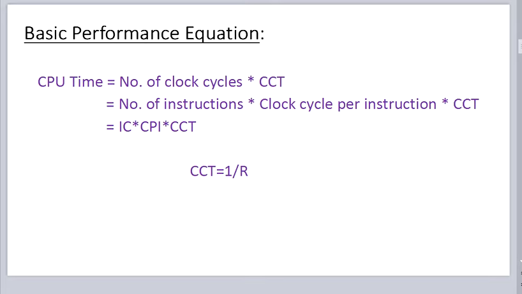Next we have the basic performance equation, in which we calculate CPU time. CPU time can be calculated as the total number of clock cycles required for a program multiplied by the clock cycle time. Now the total number of clock cycles can be calculated as the number of instructions in a program multiplied by clock cycles per instruction. So CPU time will be instruction count, that is the number of instructions, times CPI, clock cycles per instruction, times CCT, clock cycle time. CCT can sometimes be referred to as 1 upon clock rate.